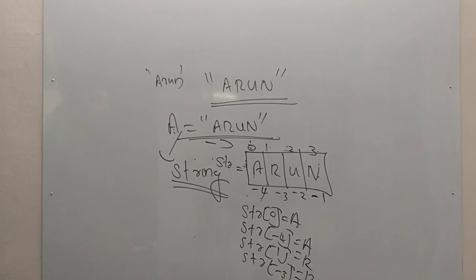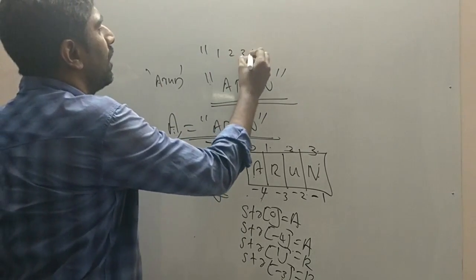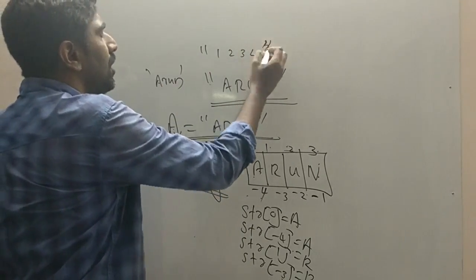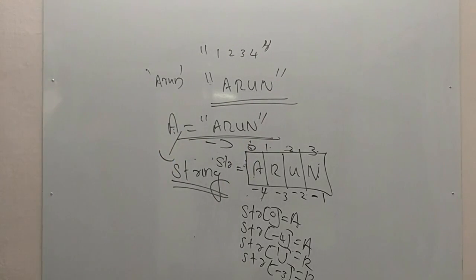Then, for example, Arun, that's a string. Another example, 1, 2, 3, 4. It is an example of a string here because it is enclosed in double quotes. This is also another example of a string here. This is also another example of a string here. Clear?